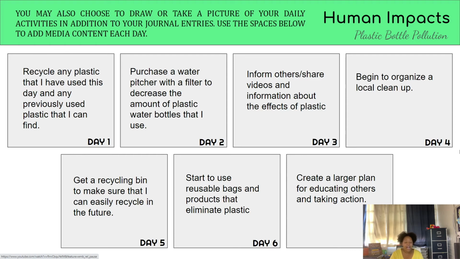On day five, I'm going to get a recycling bin so that I can make sure I can easily recycle in the future. Day six, I'm going to start to use reusable bags and products that eliminate plastic. And finally, on day seven, I'm going to create a larger plan for educating others and taking action. Because this is something that we want to continue beyond this lesson and beyond this week. We want to do this forever.